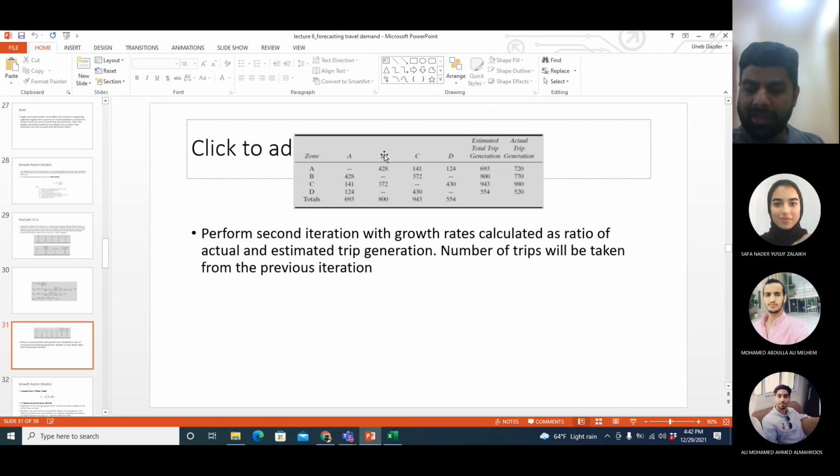The previous table and the previous growth rates are gone. They will not be used now. In the new iteration, they will not be used.